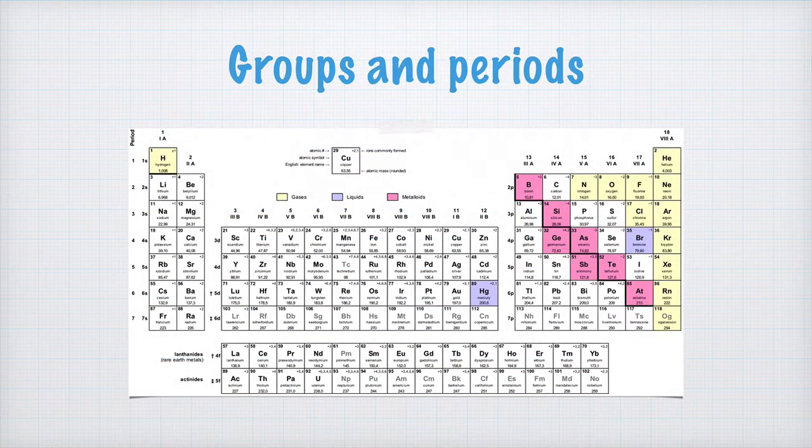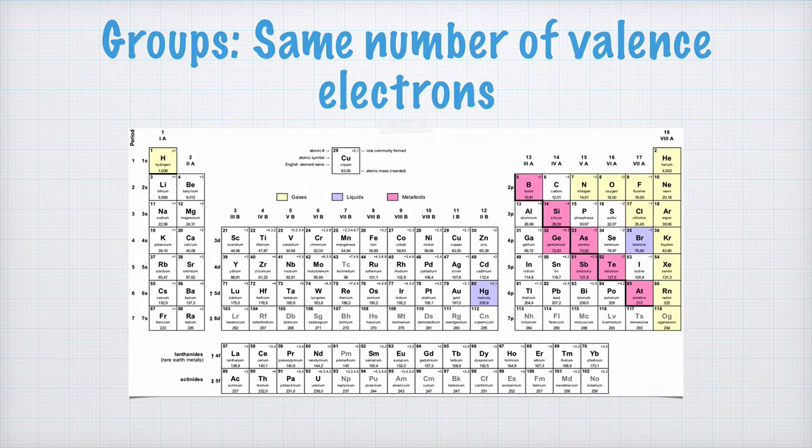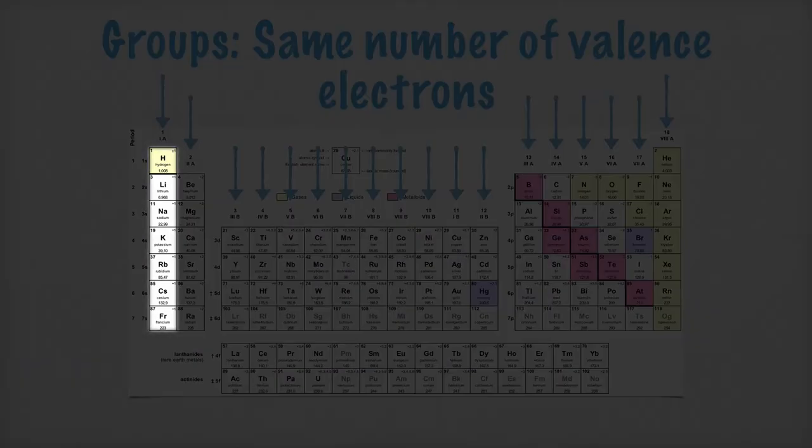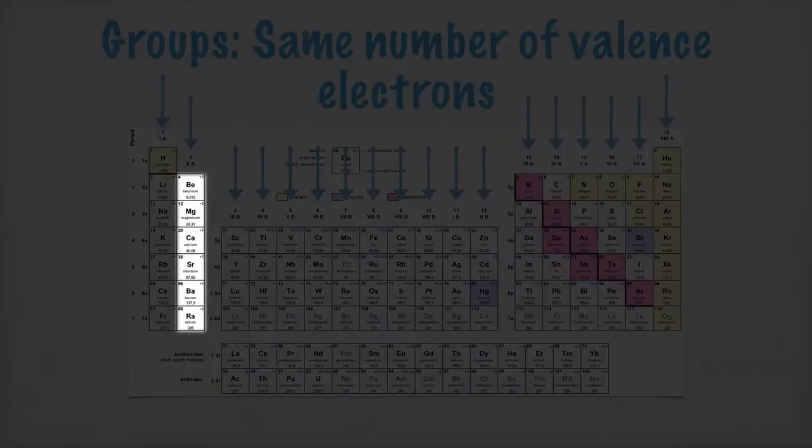This is what a modern periodic table looks like. It's made up of vertical groups and horizontal periods. What characterizes the elements in the same group is that they have the same number of valence electrons, and these are all the groups in the periodic table. And the valence electrons, you hopefully remember, are the electrons in the outermost electron shell in the atom. This means that in group 1, all the atoms have one valence electron, and in group 2, they have 2.